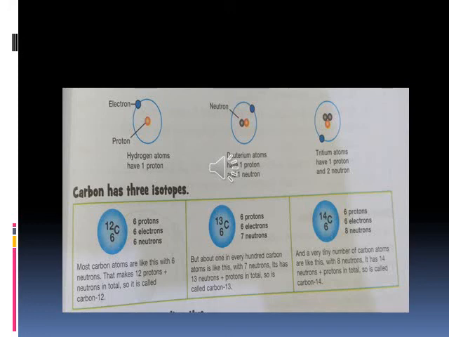Carbon has 3 isotopes: C-12, C-13 and C-14. Carbon-12 has 12 protons plus neutrons in total. In C-13, carbon has 13 protons and neutrons: 7 neutrons, 6 protons. In C-14, carbon has 8 neutrons and 6 protons. These 2 are examples of isotopes.